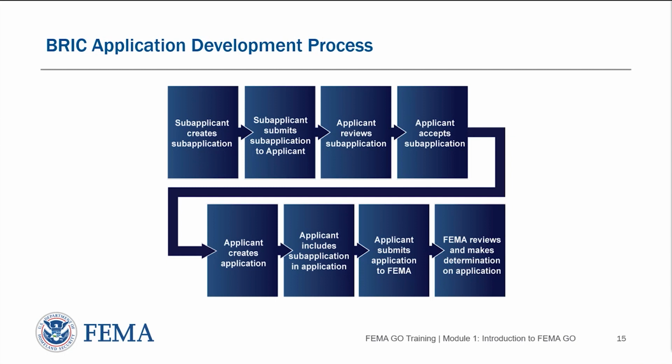Applicants then create an application and bundle all those sub-applications that they've approved into their grant application. Then the applicant submits the application to FEMA. FEMA reviews the grant application and all of the sub-applications contained within and makes a determination whether to approve, reject, or ask for more information. If FEMA approves the application and its sub-application, it issues an award to the applicant. Then the applicant issues sub-awards to the sub-applicant.